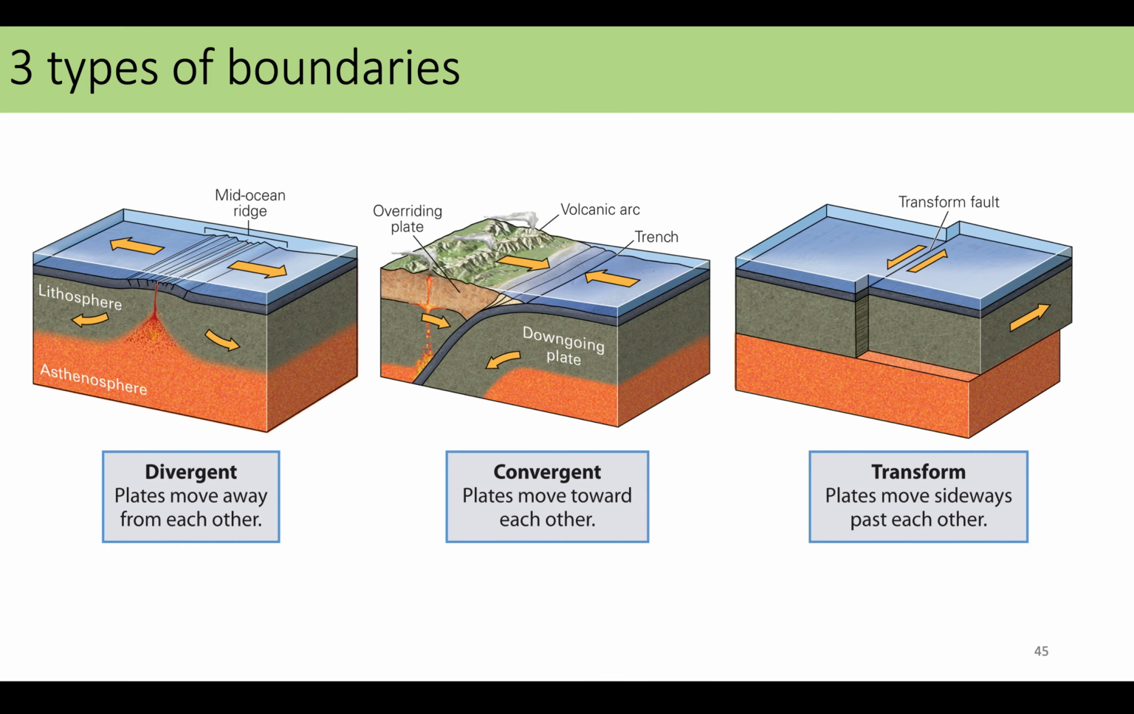There are 3 different types of plate boundaries. We call them divergent, where the plates are moving away from each other. We have convergent, where the plates are moving towards each other. And we have transform, where the plates are moving side by side, so they're sliding along each other.